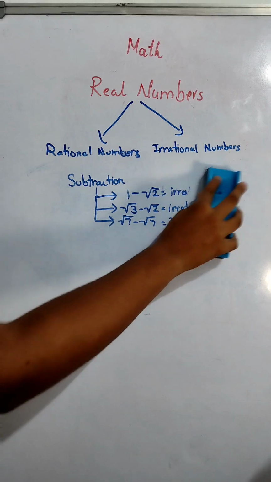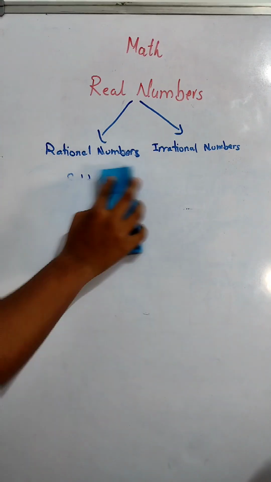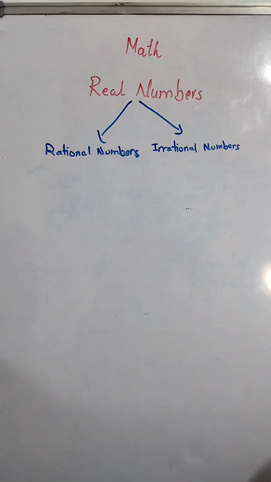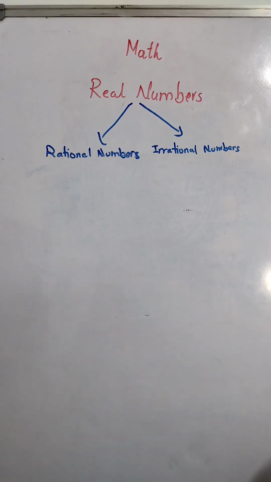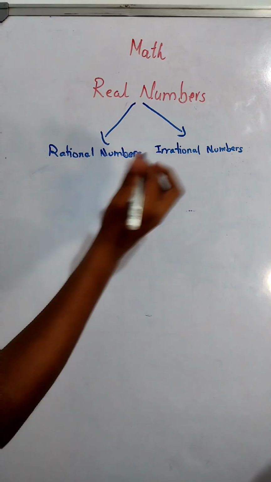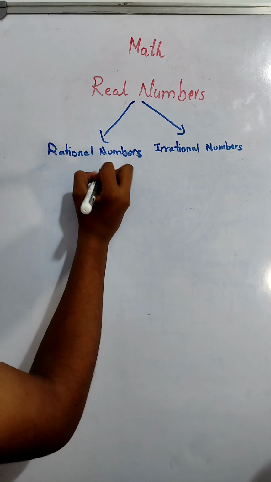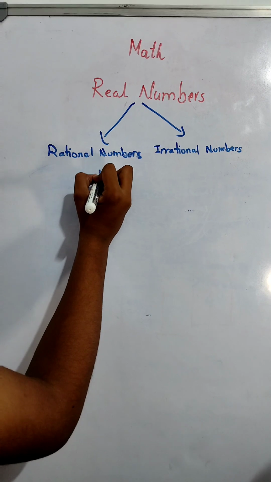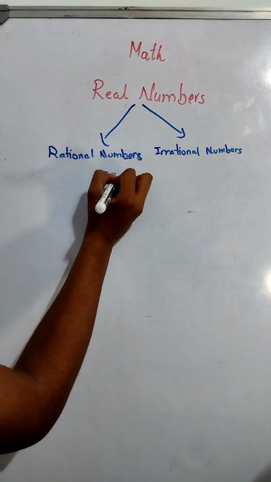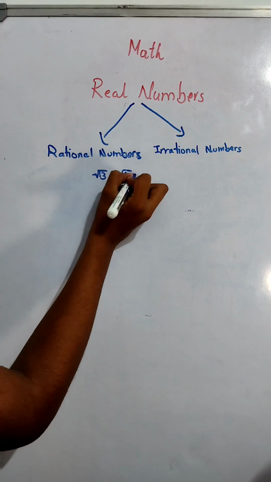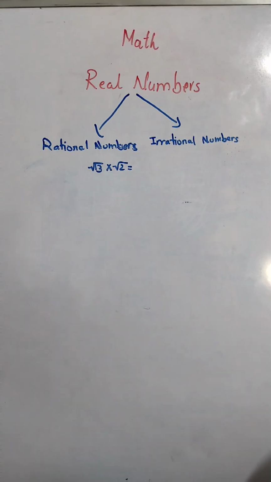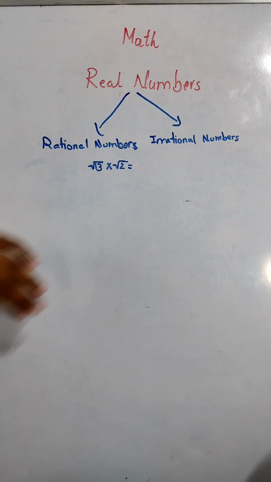Now let's take the idea of multiplication. So let's see how we multiply two real numbers and what they give. So let's take, for example, root 3 that's being multiplied with root 2. So you should always remember, I'm doing over here the two irrationals that are being multiplied by each other.